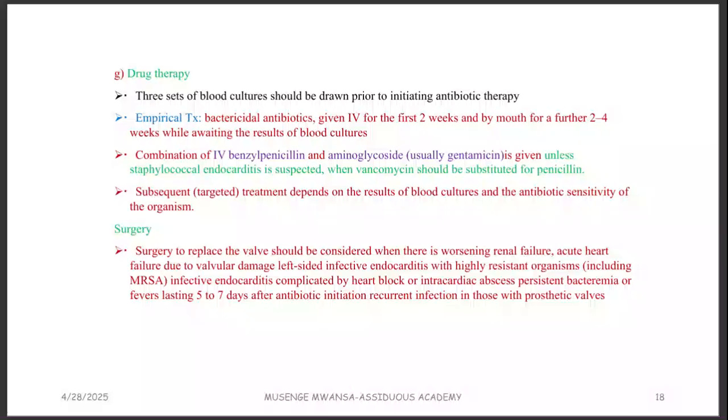And then for the treatment, we said you give benzylpenicillin with gentamicin. But penicillins are not helpful if someone has got a staph infection because of resistance, so you want to give vancomycin in that case. So that is it for this discussion.